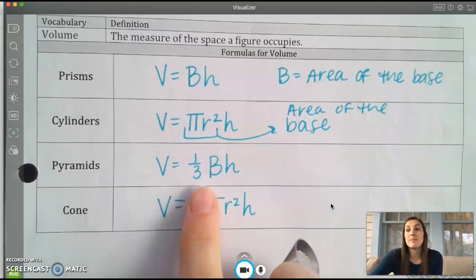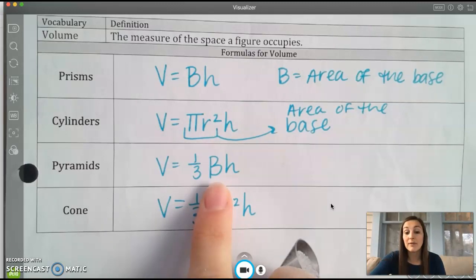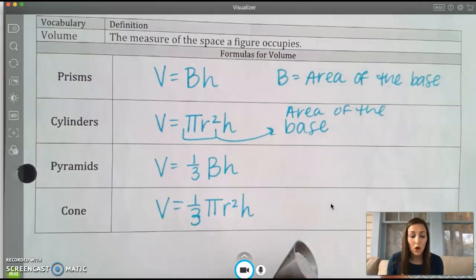Again, it depends on what our base is. Maybe it's an octagon, maybe it's a triangle, whatever that base is, we find the area of the base, multiply it by the height, and then by 1/3. Our cone always has a base of a circle, so the area of that base is pi r squared.